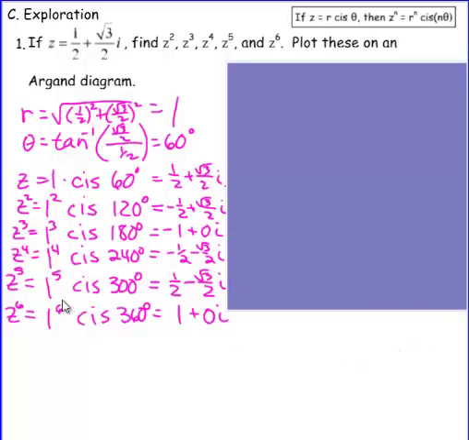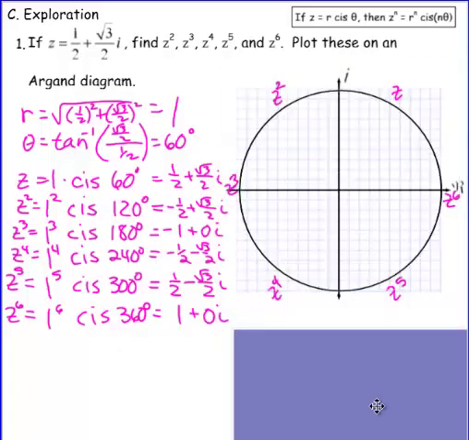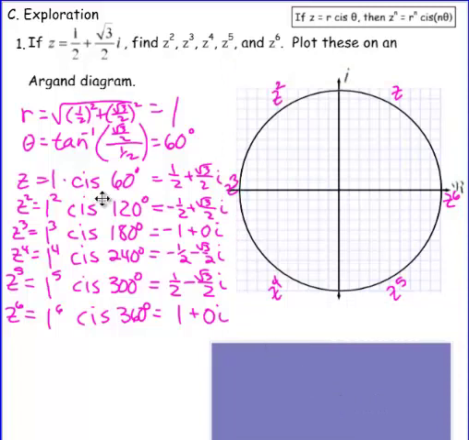All right, so then we have z to the fourth, z to the fifth, and z to the sixth. So you can always pause the video, double check, make sure you understand how I'm getting these rectangular form numbers and the polar form numbers. Now what we're going to do is look at the graph of each of these. So I'm going to first graph z, which is 1/2 plus the square root of 3/2 i.